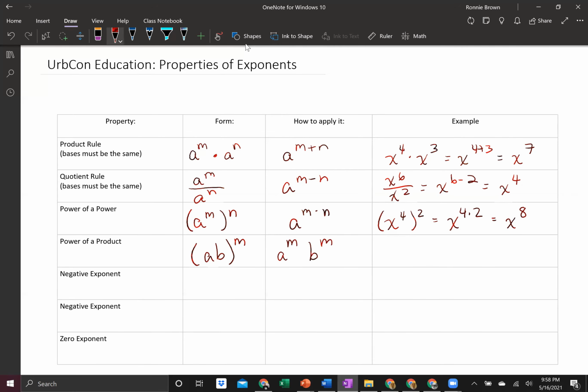Because I basically just distributed this m times the invisible exponents, the implied ones that the a and b have for exponents. So let's go ahead and take a look at an example.